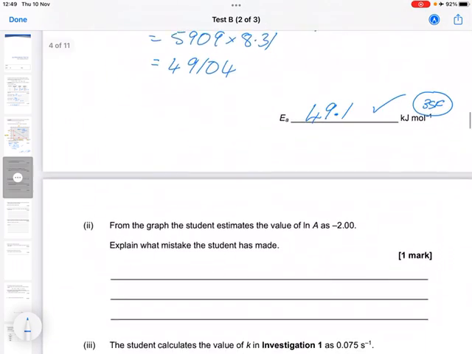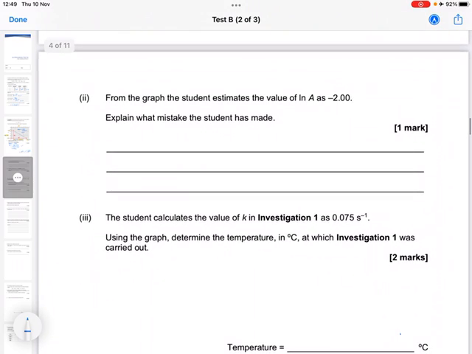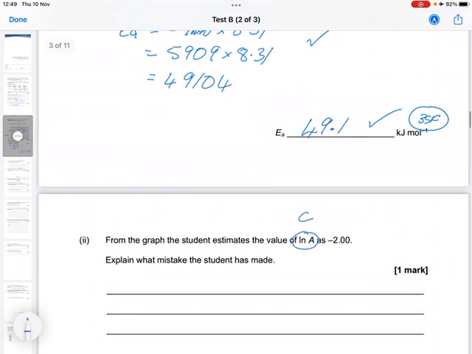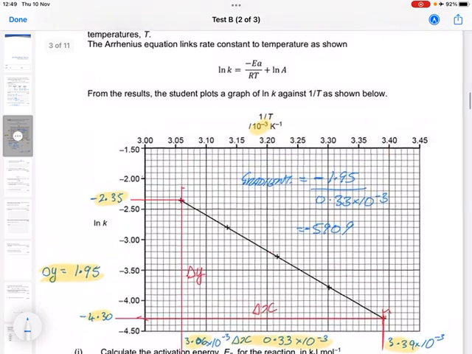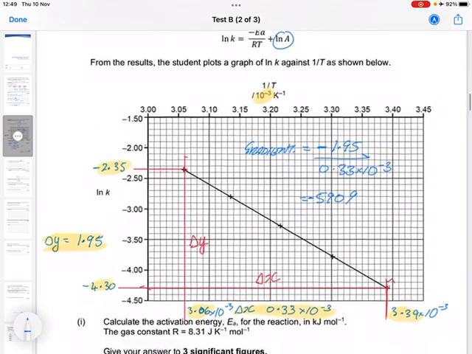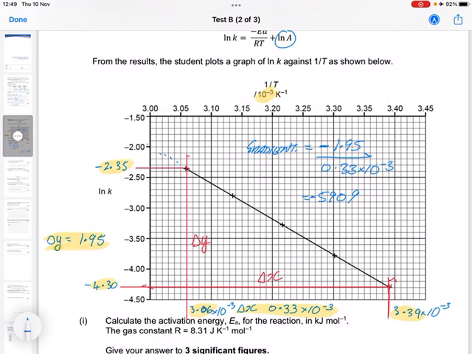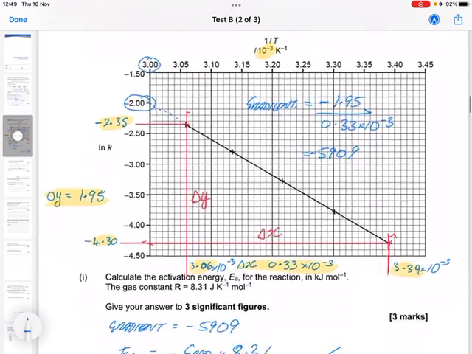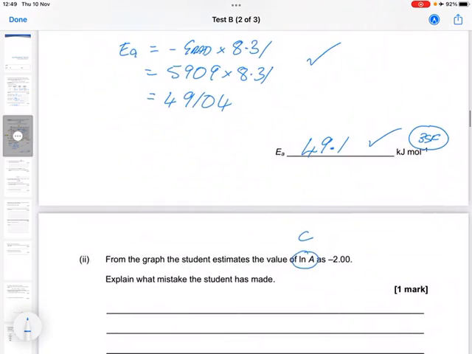From the graph, the student estimates that the value of ln A is minus 2. Explain why the student has made a mistake. So from the graph, remember the log of A is c. It's the intercept in that y equals mx plus c that we have here. So there's the kind of plus c part there. What the student has done is they've extrapolated this back to get minus 2, but it hasn't crossed the axes at x equals 0. Okay, so it's not a proper intercept.